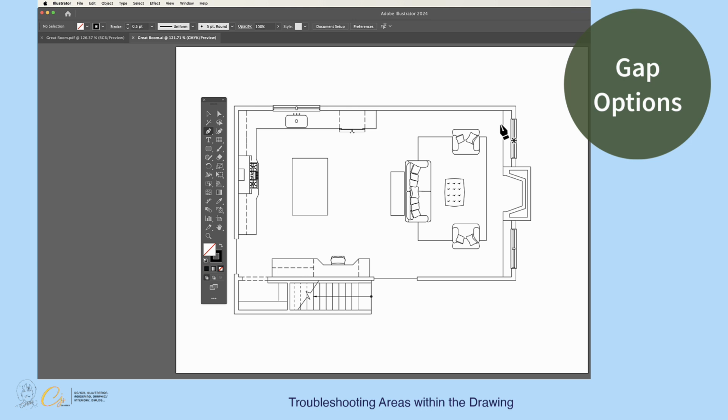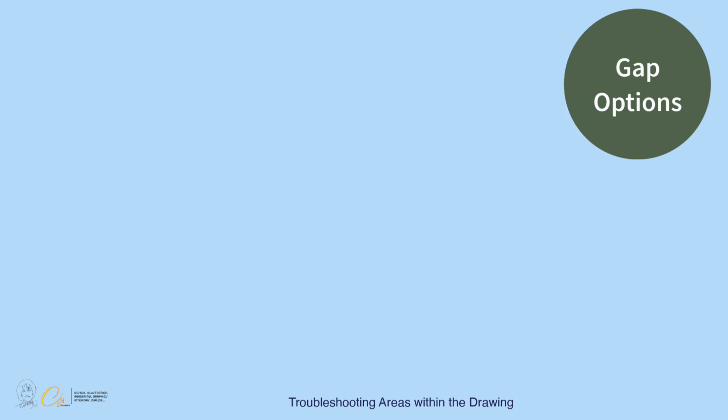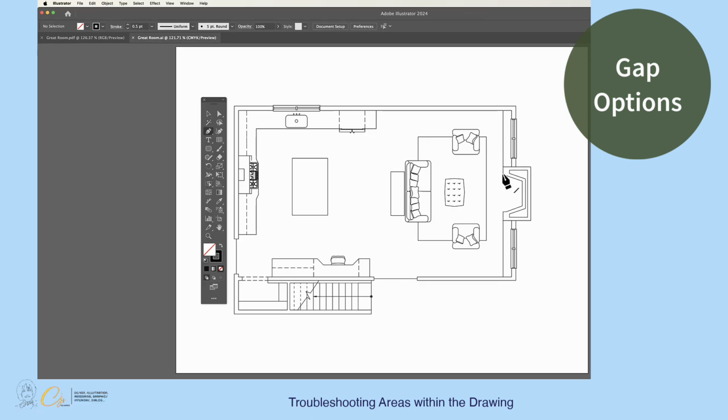The next issue that you might encounter is that the flooring pattern runs right into the firebox. This is a problem. You will need to separate the flooring area from the internal firebox by using the pen tool to create a boundary, as you see me do here.